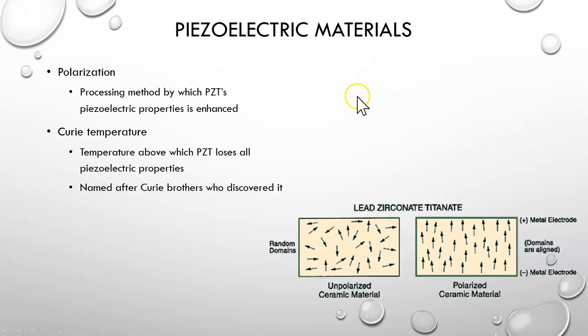Another term that we have to know for piezoelectric materials is the Curie temperature. The Curie temperature is a temperature at which the piezoelectric material will lose all of its piezoelectric properties. And if it loses its piezoelectric properties, it can never gain them back. So any piezoelectric material raised above its Curie temperature will completely and forever lose its ability to be a piezoelectric.